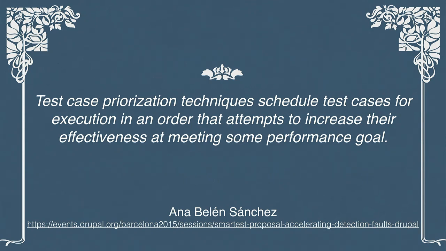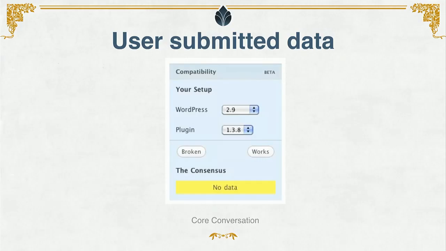But this will be quite costly in terms of development. Like, we know how hard it is to push change to Drupal.org infrastructure and the test bots. So another way could be gathering data from users. This is something that WordPress used to do. I couldn't find it anymore. So maybe, I don't know why they stopped using it.